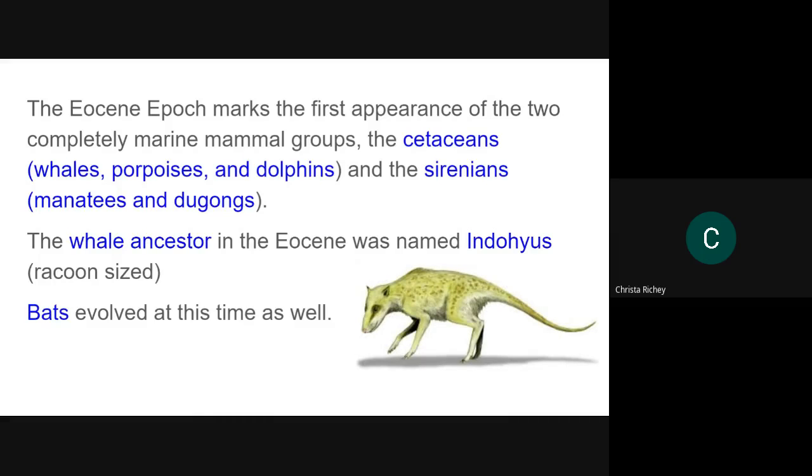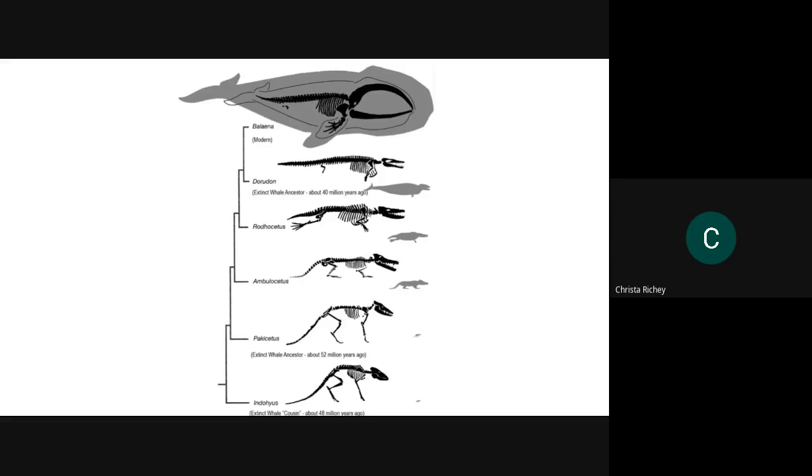How does that even happen? That small. One of the slides I have shows the skeletal advances of the whales. It's not every single step of the way, but yeah, believe it or not, that's a whale ancestor. Bats also started forming in the Eocene. And this is the one. So here's the Indohyus. Okay, this was that raccoon thing. And as they started becoming larger, it looks more like a crocodile in this one, becoming more and more aquatic.